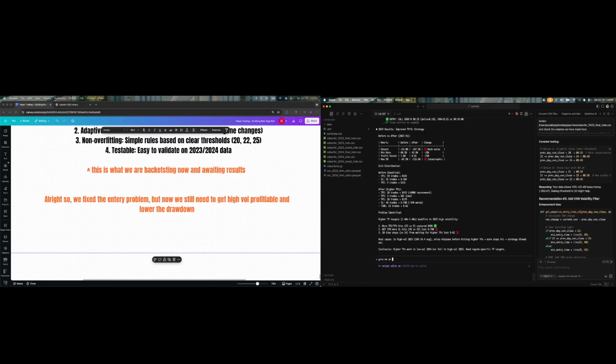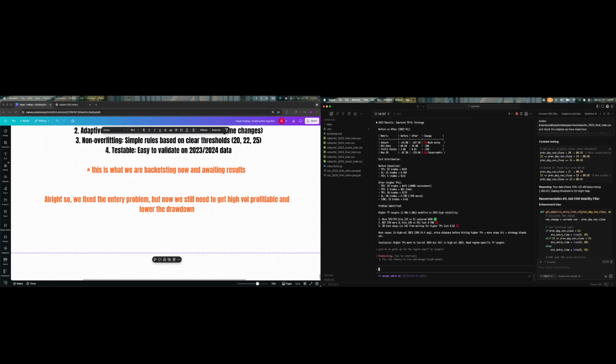Give me a great idea for the regime specific TP targets. Then after we hit this regime specific TP target, we're going to call it a stopping point for right now. Then I'll be back a little bit later to top this off and go a little bit longer to be able to get this done.